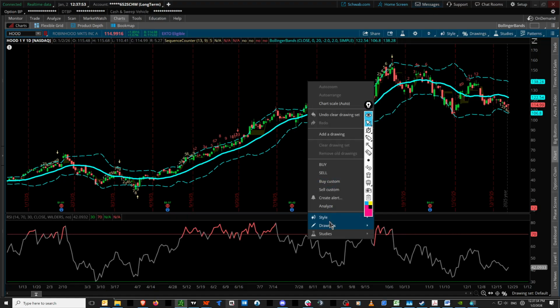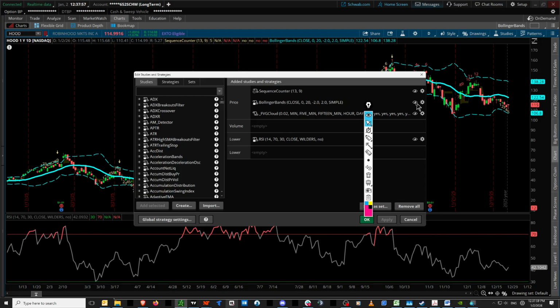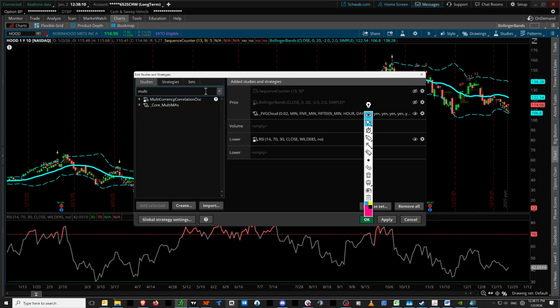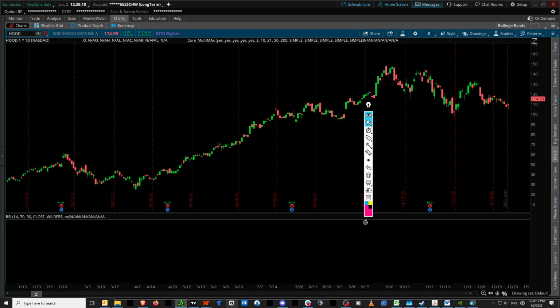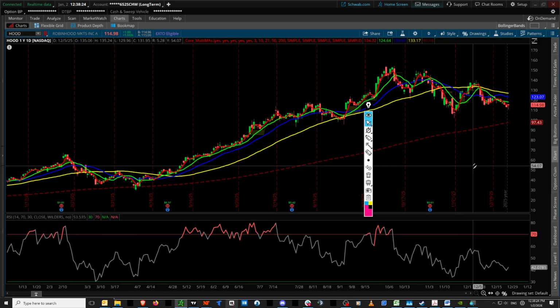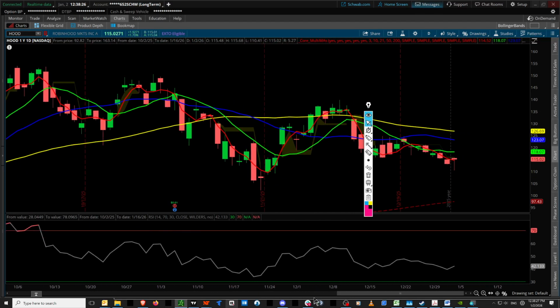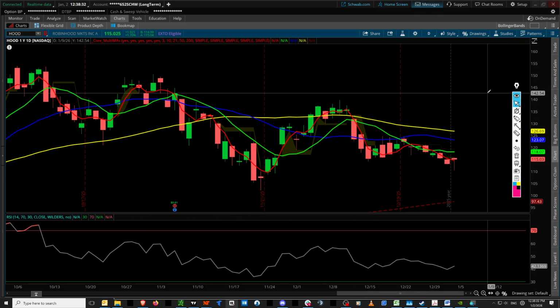Oh yeah, we're going to do moving averages. Edit studies. Let's turn off the Bollinger Bands. Let's turn off the sequence counters. And let's turn on one I've already built. One good thing about Thinkorswim, you can write scripts on this thing. Okay. Let's zoom in on that, and let's get this out of the way. I can't stand clutter.